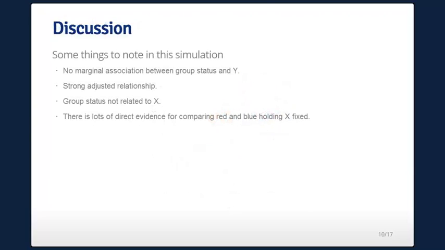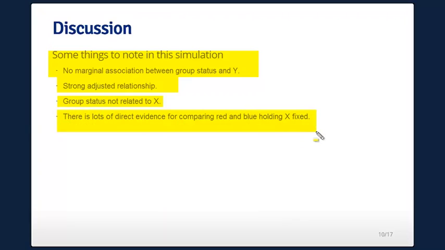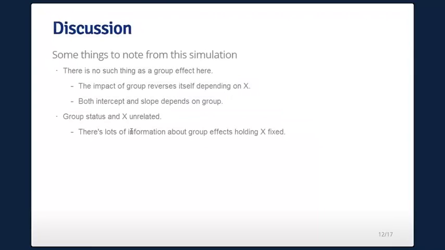Okay, so just to summarize these points again: no marginal association between group status and y, and a strong adjusted relationship. In this case, group status is not related to x. If I told you x, you wouldn't be able to guess group status terribly well. But there's lots of direct evidence for comparing the two groups holding x fixed. So this is a good example, and you would likely want to adjust in this case.